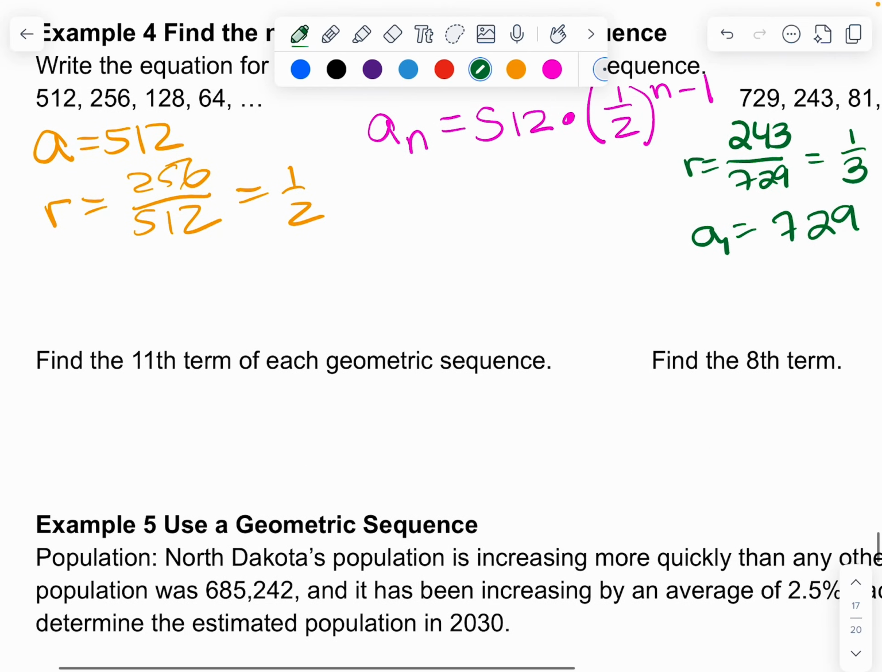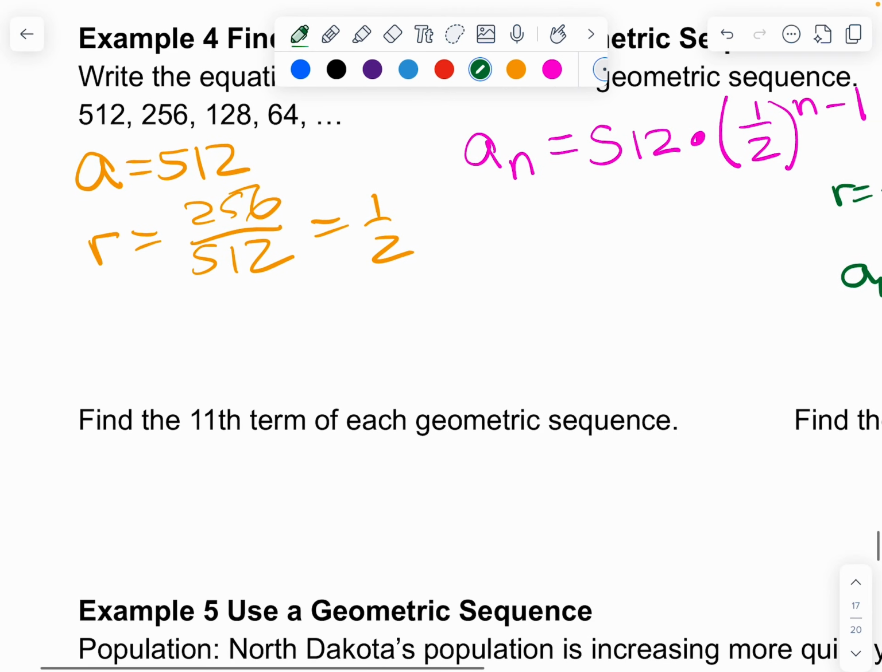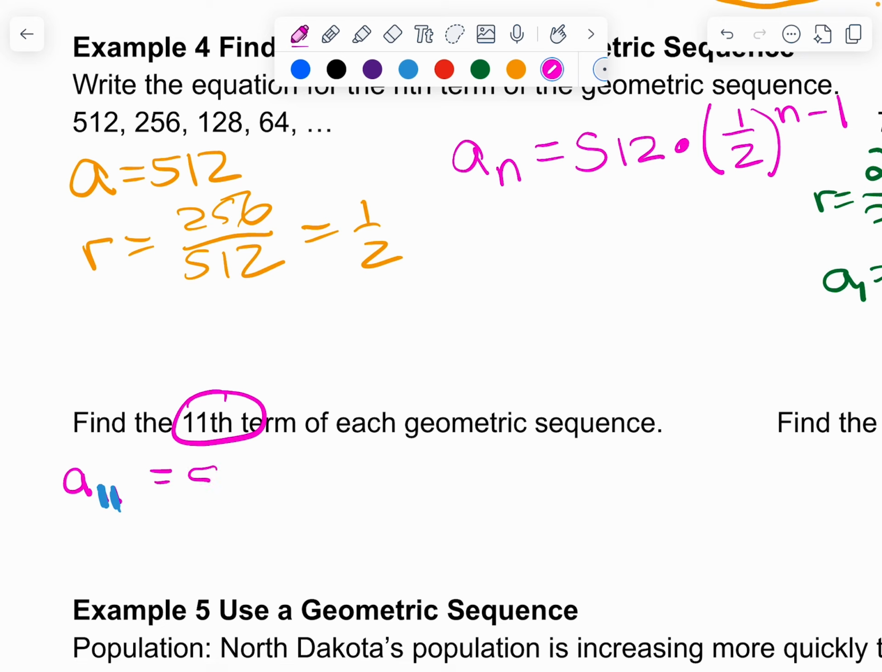This one. Oh, I didn't read all the way. Sorry about that. So it wants us to find the 11th term. So we're going to take the 11th term. We're going to change that. I'll even change the color. It's not going to be a sub n anymore. It's going to be a sub 11 because that's what we're trying to find, equals 512 times 1/2, and then it's going to be 11 minus 1.